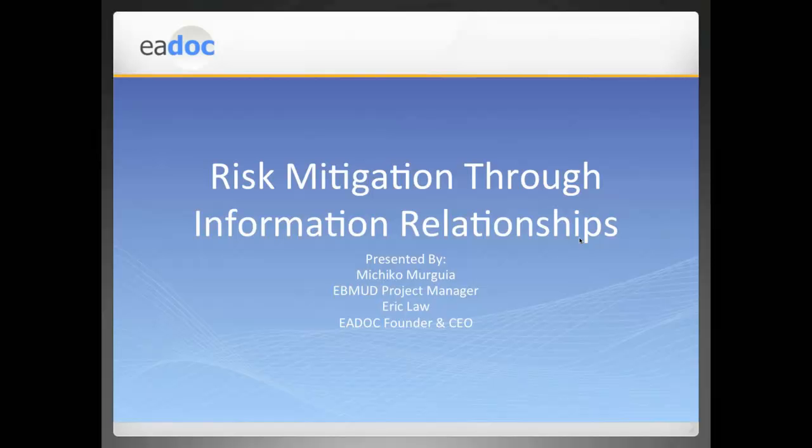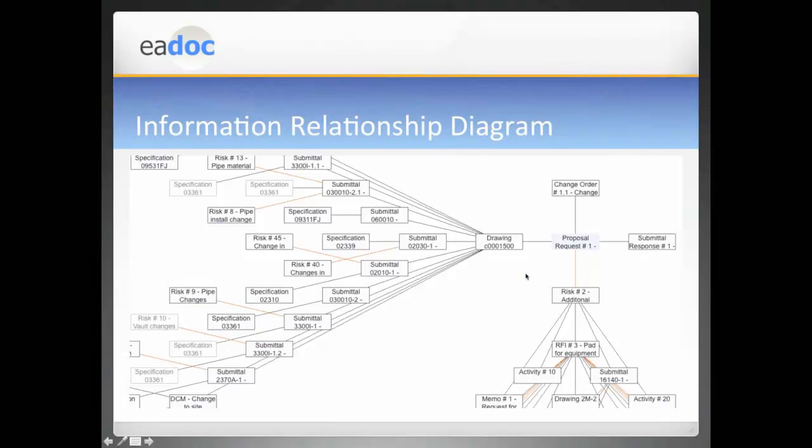Now, one of the things we're going to get started with this morning is talking about the risk mitigation through information relationships. How do you map information back and forth on your projects? What you can see here is an information relationship diagram that shows me all the information around proposal request number one. I'm seeing the change order that proposal request number one is part of, the risk item I was tracking that potential change order under, and communication and documentation relevant to this particular risk item.